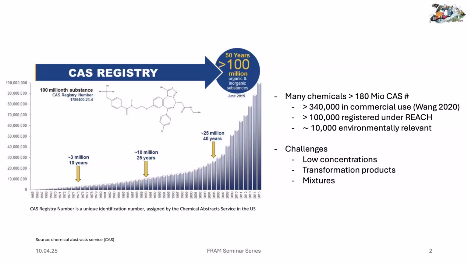We have a lot of challenges related to those chemicals ending up in the aquatic environment. The first is that most of them are at very low concentration. We are also a bit blind regarding all the possible transformation products. And one of the big challenges is that all these chemicals don't occur in a single manner. Rather, they co-occur, making up the concept of a complex mixture of chemicals in the environment.